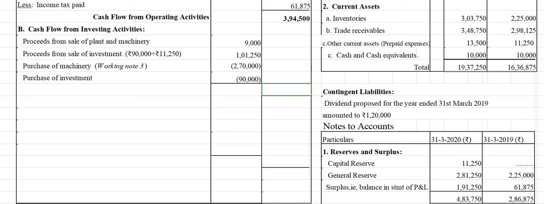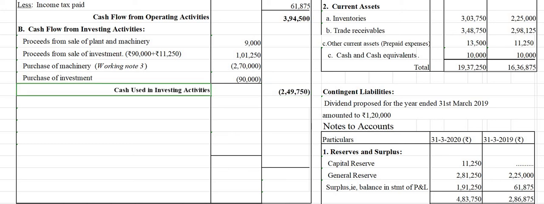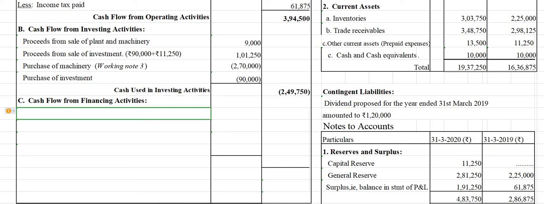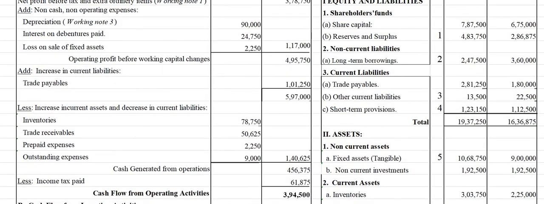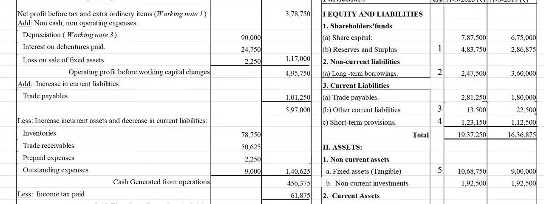Total amount of cash flow from investing activity. It is cash used in investing activities, because it is a minus amount, 2,49,750. Okay. So investing activity is over. Now let us see cash flow from financing activities. In that we have to see what are the items, what information is given with the financing activities.